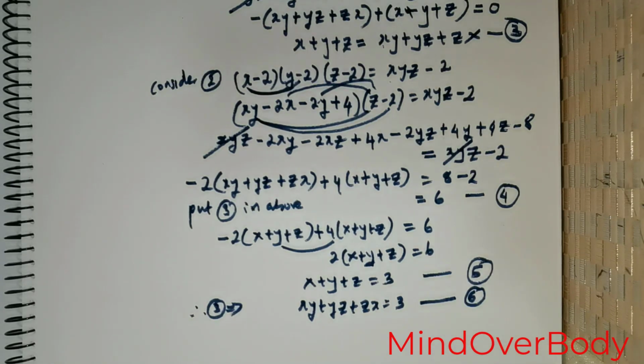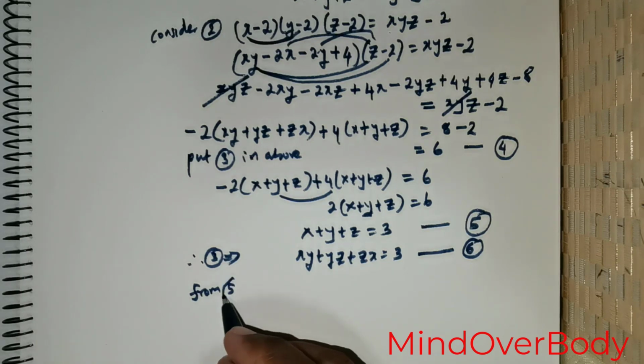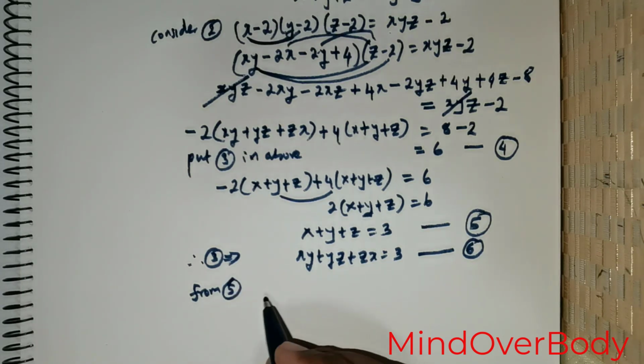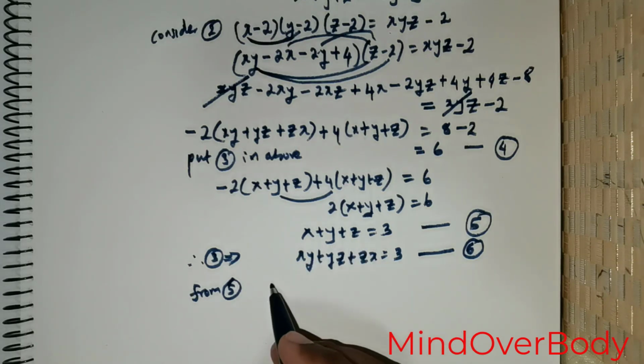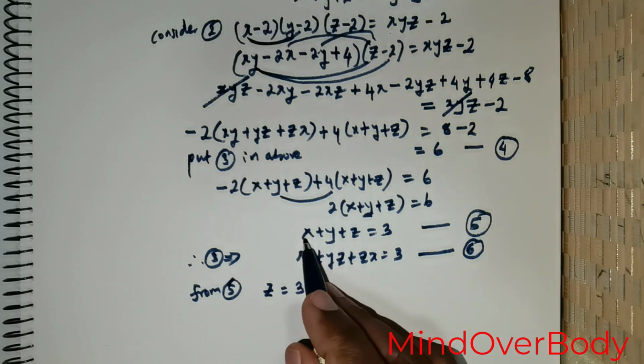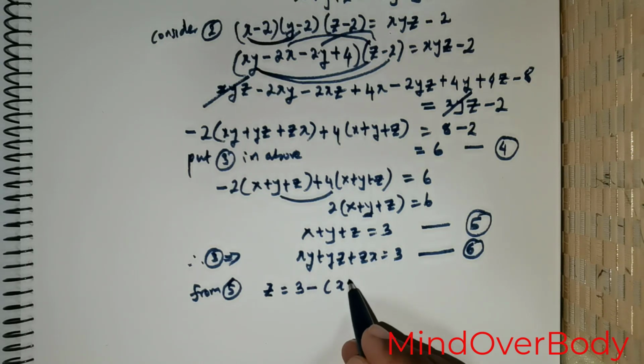Now what I wish to do is from 5 I can rewrite 5. So from 5 I know we need to do some alterations for getting the solution. So I wish to rewrite 5 as z is equal to 3. I'm taking x and y out, so that's going to be negative of (x + y). So this is what I get. Okay, so this is going to be an important substitute.